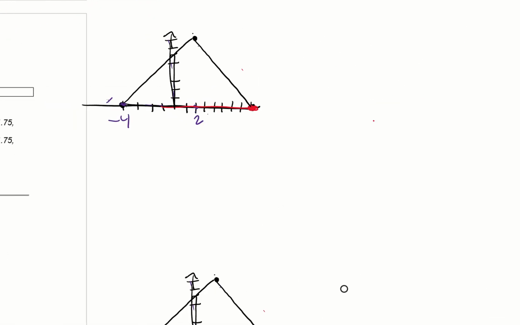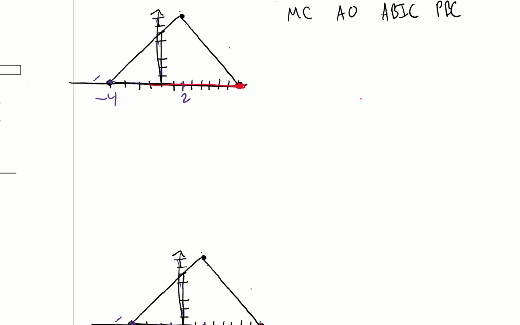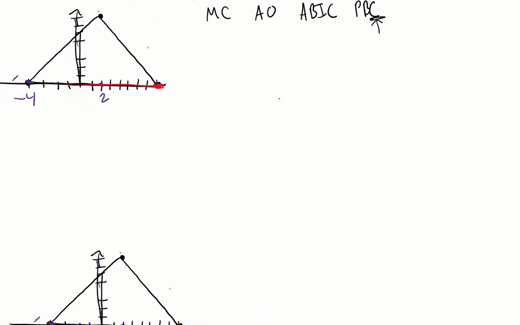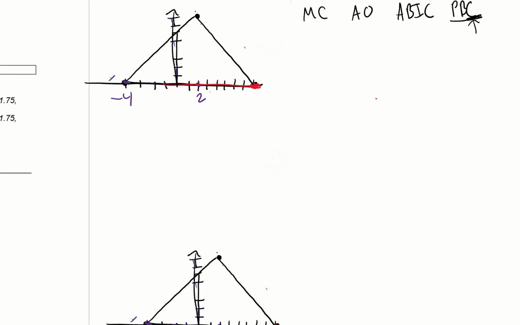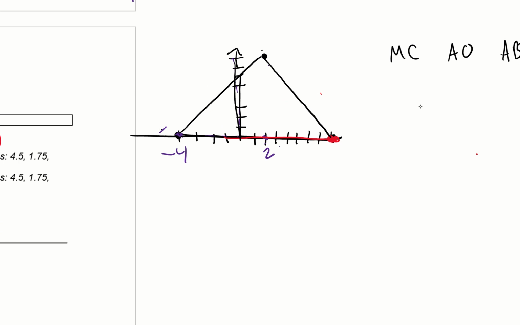Remember that the mnemonic for the special centers for a triangle was "my cousin always owes Anna banana ice cream, probably before Christmas." Here we're talking about the circumcenter, which is C for circumcenter. So you're talking about perpendicular bisectors. Perpendicular bisectors, you may recall, cut each side in half and at a 90-degree angle.